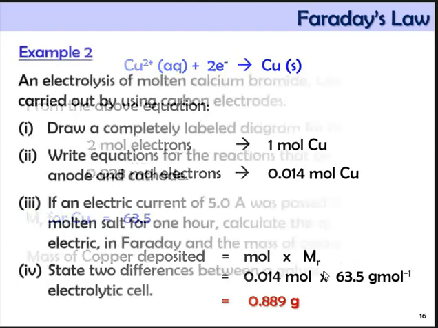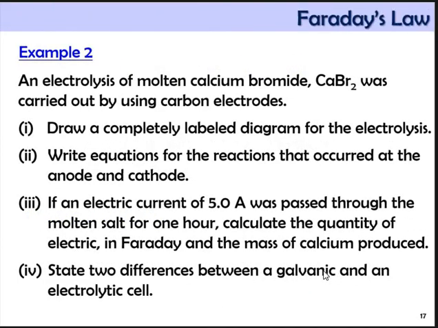Alright. Example 2. An electrolysis of molten calcium bromide, CaBr2, was carried out by using carbon electrode. Carbon electrode adalah inert electrode. So, dia tidak take part dalam tindak balas. Draw a completely labelled diagram for the electrolysis. Write the equation for the reaction that occurred at the anode and cathode.